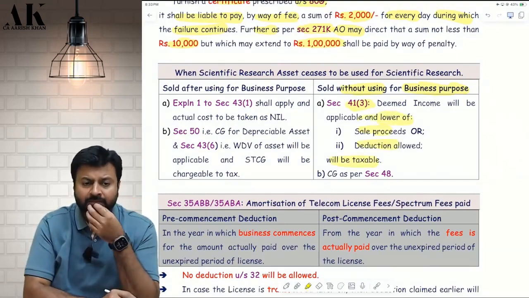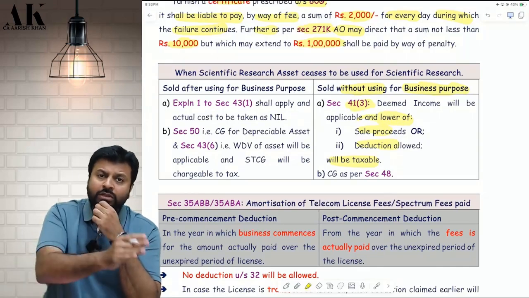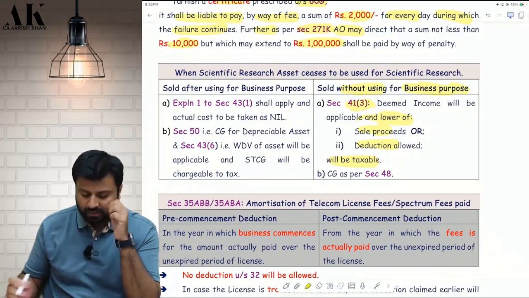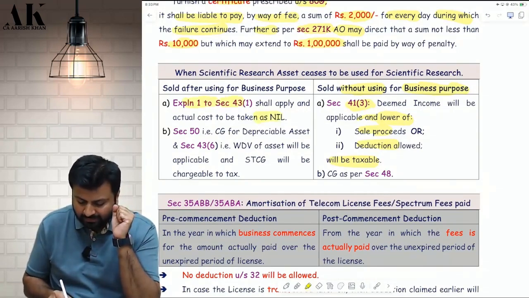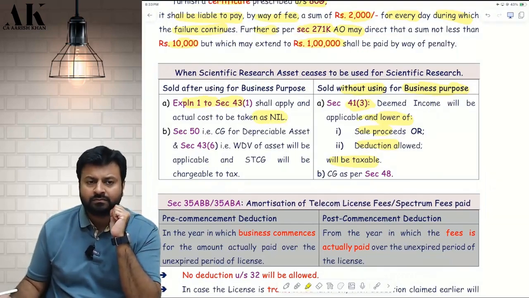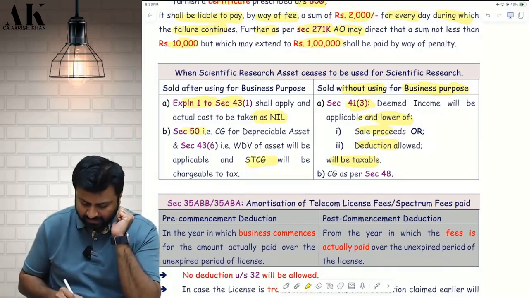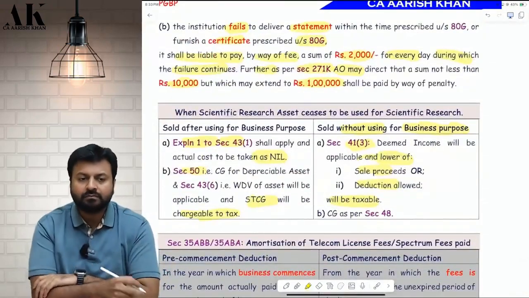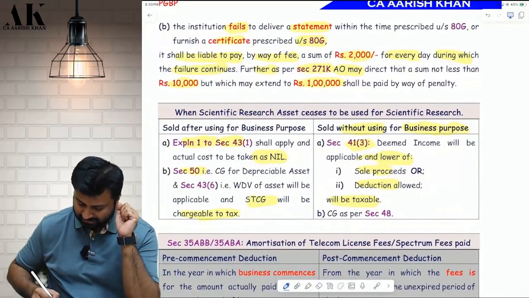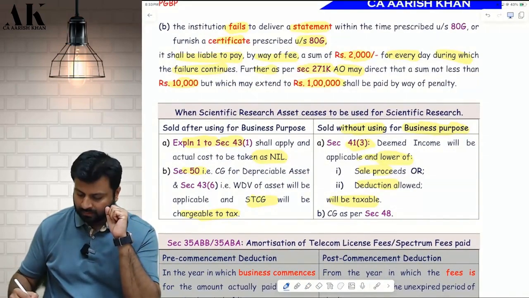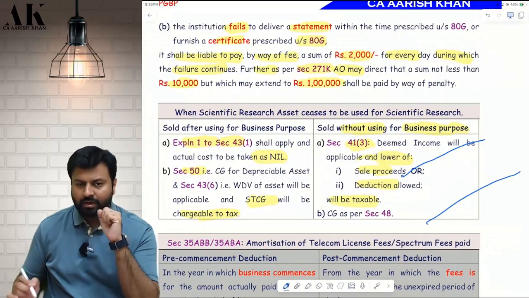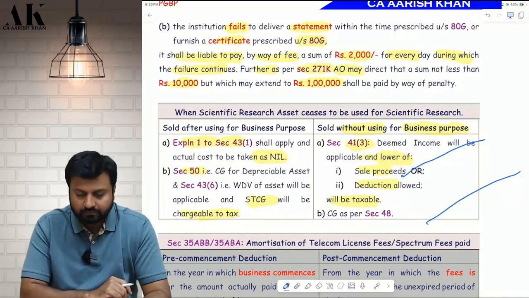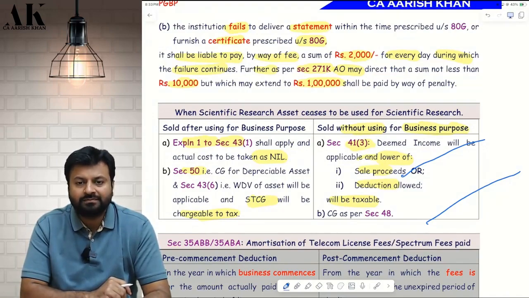Are you clear? But if you are sending it to the business division and then selling, when you send it to the business division, it will be added to the block at nil value. And when you sell later on, it will always be STCG. Is everyone 100% clear with this? Please tell me. So this is what this section is all about, these 7 sections. I hope it is clear to all of you.